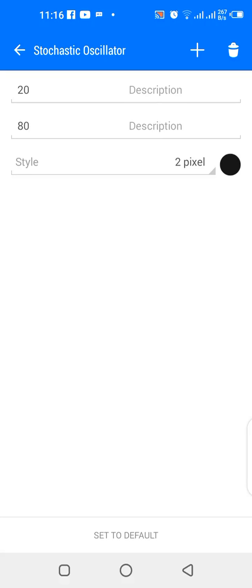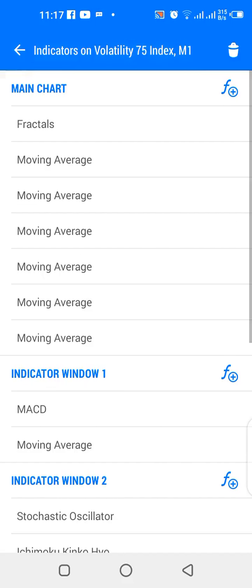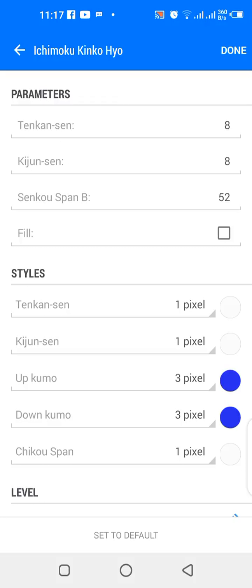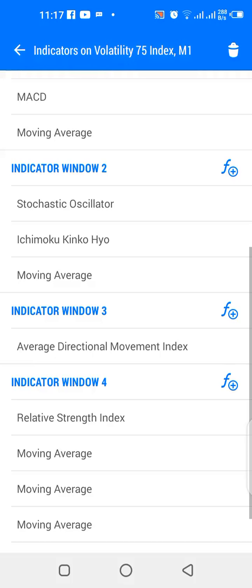And the levels, let's look at the levels. We have 20 and 80. Color is black. Now that's for the stochastic oscillator. For the Ichimoku, let's look at the parameters. You have Tenkan Sen to be 8. Kijun Sen to be 8. Senkou Span B to be 52. Only the color of the up Kumo and down Kumo will be blue. The remaining colors for the Tenkan Sen, Kijun Sen, and Senkou Span will match the background color of the chart.